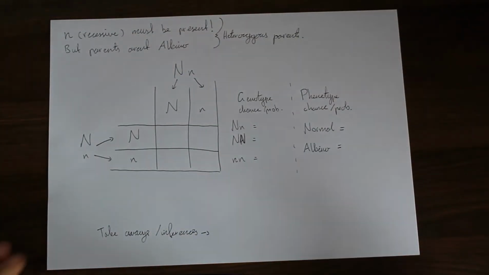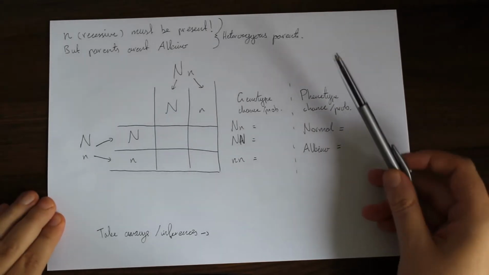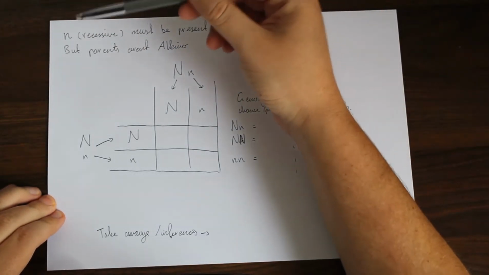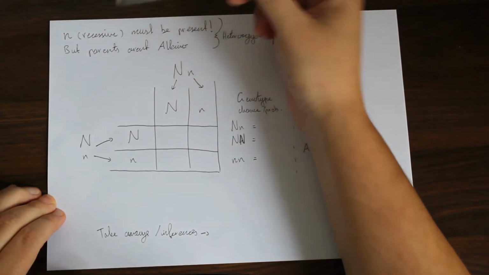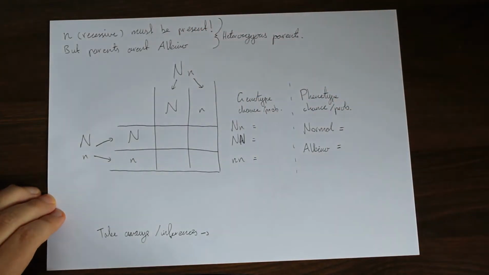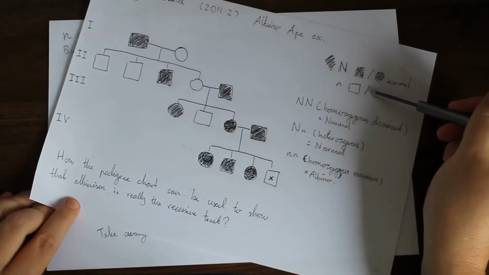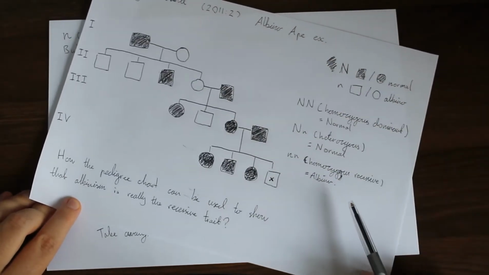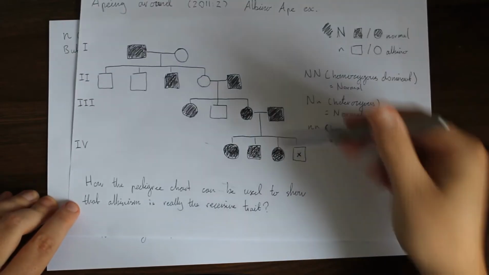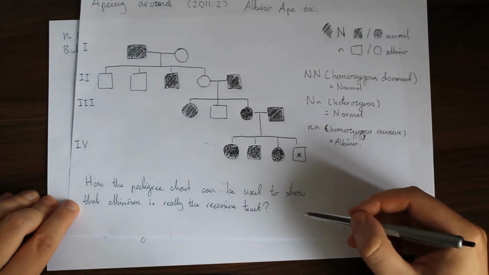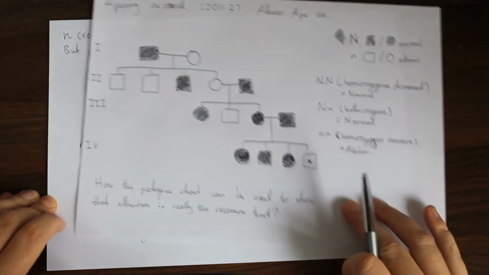So again, a reminder that the recessive trait or the recessive gene for that trait must be present, because our individual in the previous one has albinism, which we've been told is recessive. So it must have the genotype little n, meaning that the parents have to have that gene present too. You can't pass on a gene that you don't have.